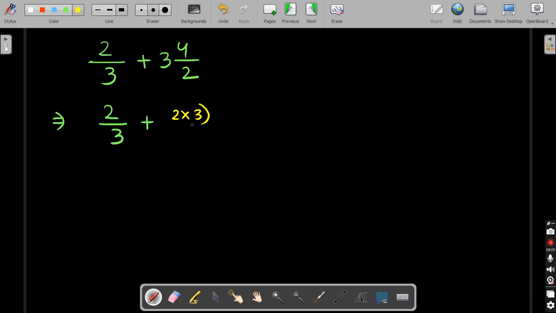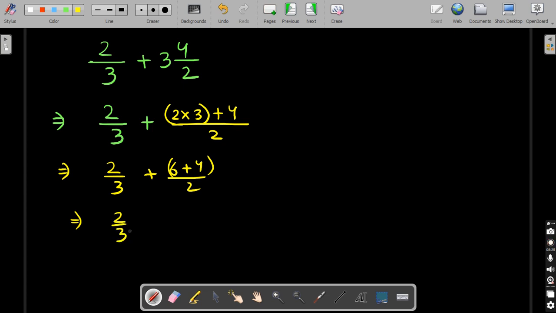2 into 3 plus 4 divided by 2. Now let us solve. 2 by 3 plus 2 3s are 6 plus 4 by 2. Now after that, 2 by 3 plus... see how I am applying the bracket. In the same way you should also solve with the help of brackets only. Now up to here we got the answer. Now we have reached the actual fractions.